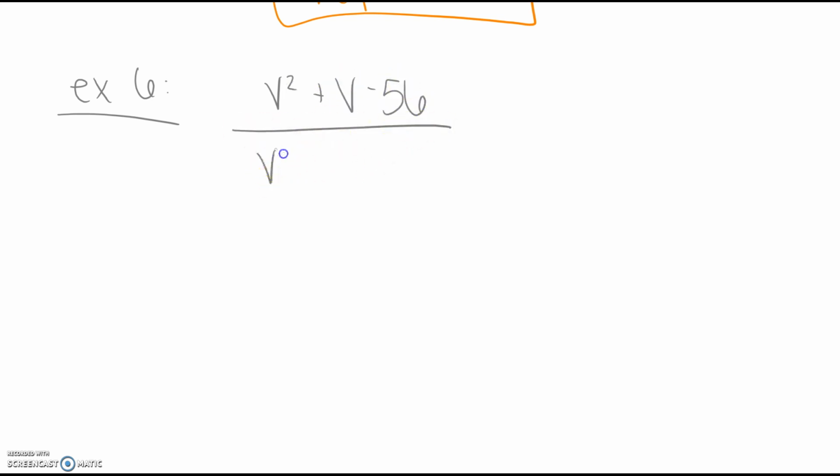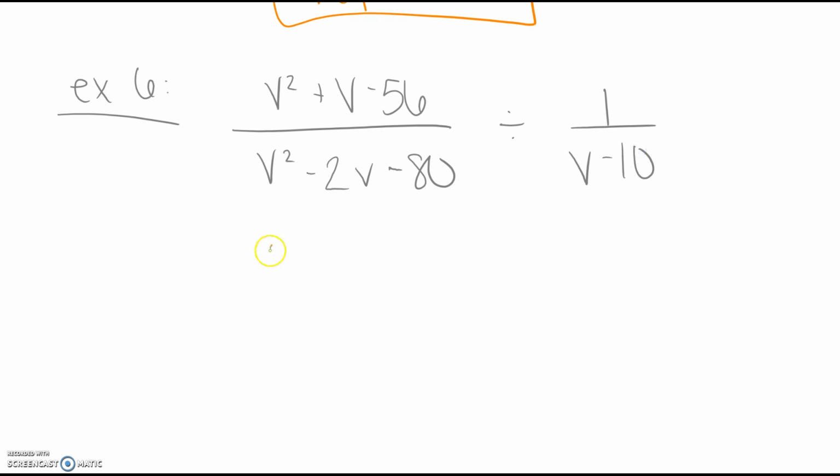Alright, one more example, just to really make sure we got it. v squared plus v minus 56 over v squared minus 2v minus 80 divided by 1 over v minus 10.